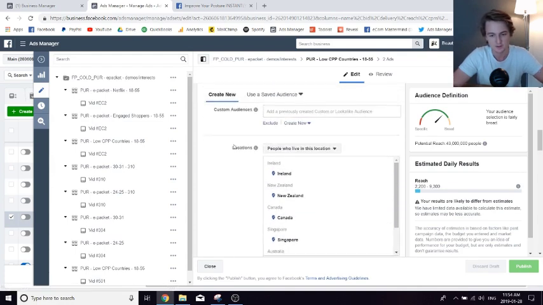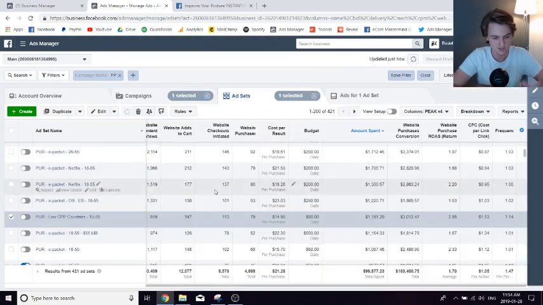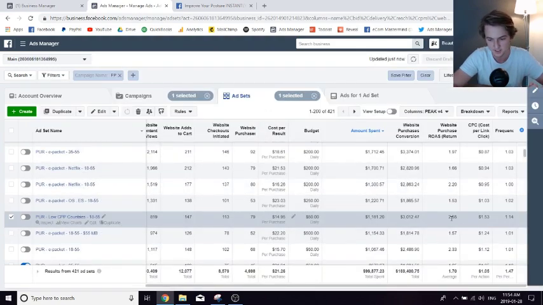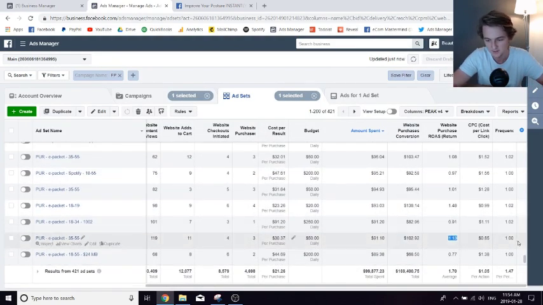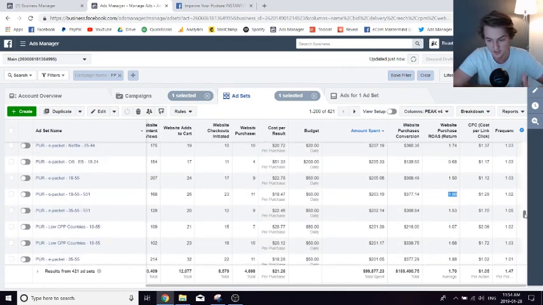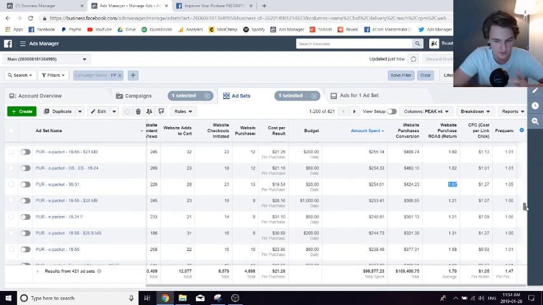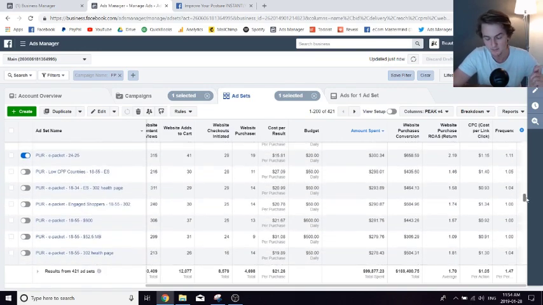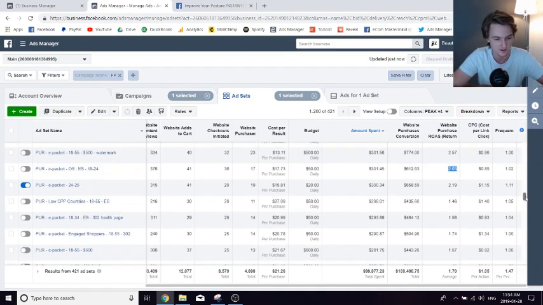And so this is low cost per purchase countries, and I just threw them in an ad set together, and as you can see, 2.55 ROAS. And these are all extremely broad audiences, right? And the fact that I had this really good ad is what allowed me to do this, and then I could retarget and make a killing and be extremely profitable with these audiences.